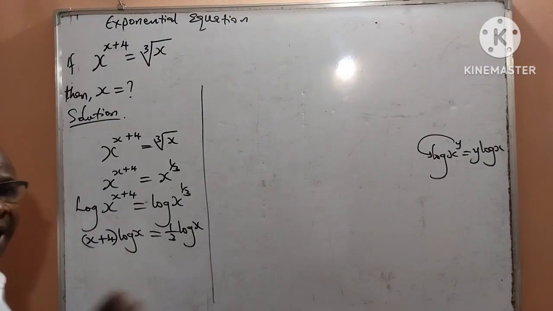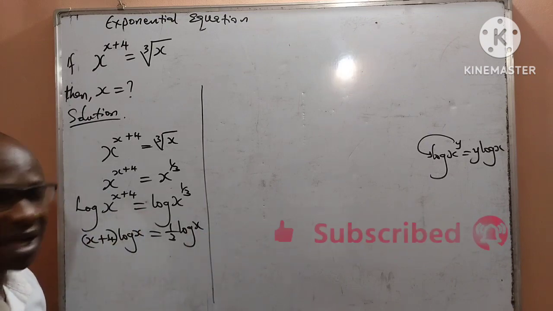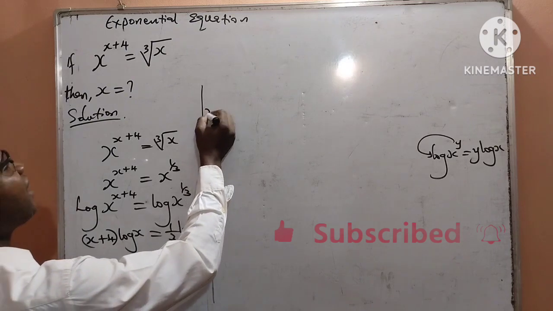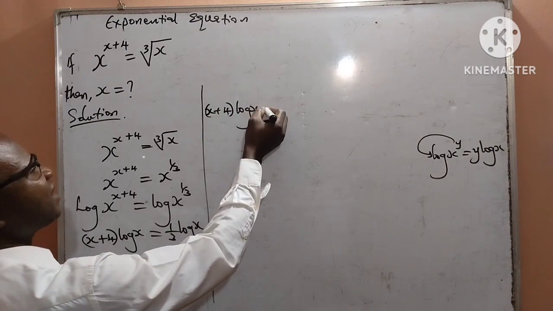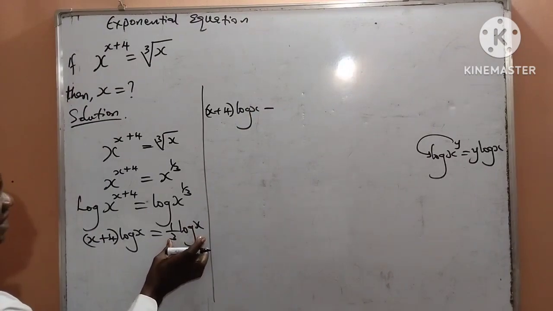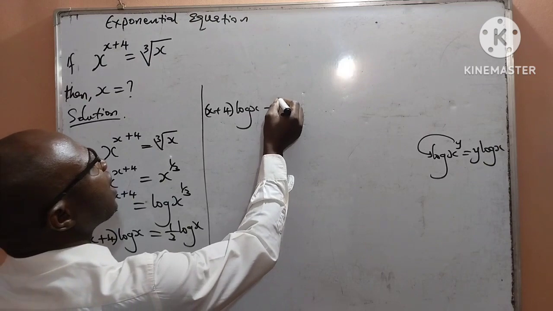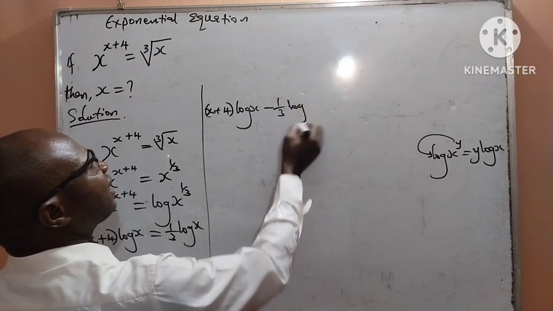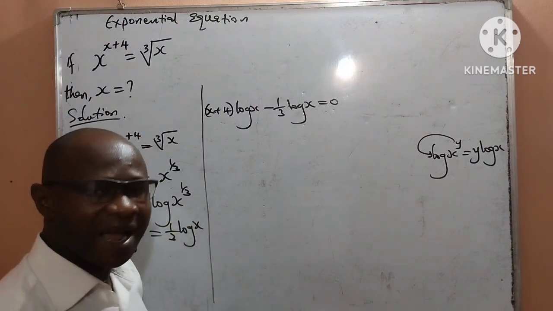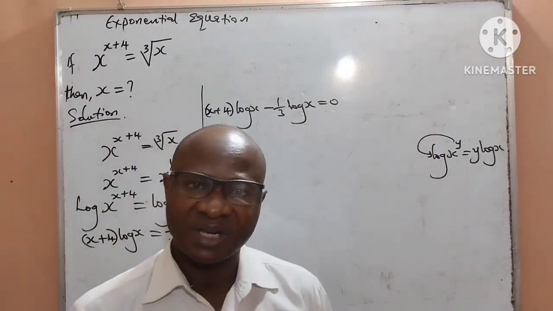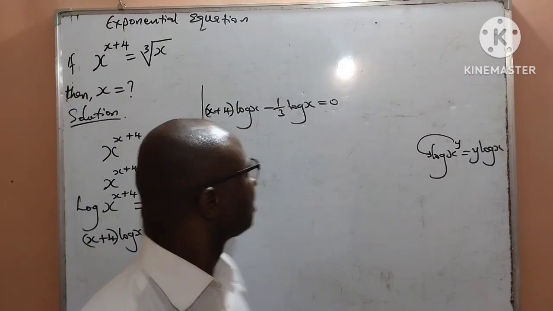Now, I want to move what I have by the right hand side to the left hand side, so that I have x plus 4 multiplied by the logarithm of x minus 1 all over 3 times the logarithm of x, everything equal to 0, because I have moved what I have by the right hand side to the left hand side, and by the right hand side I am left with 0.